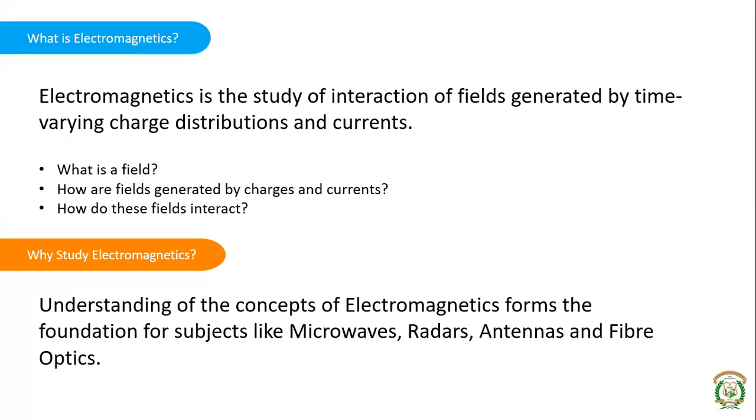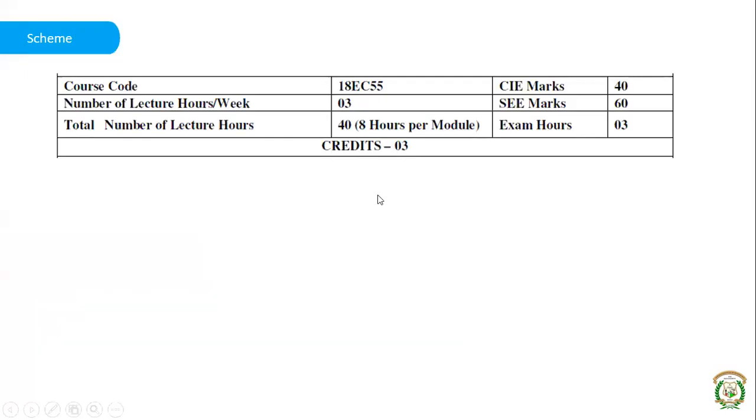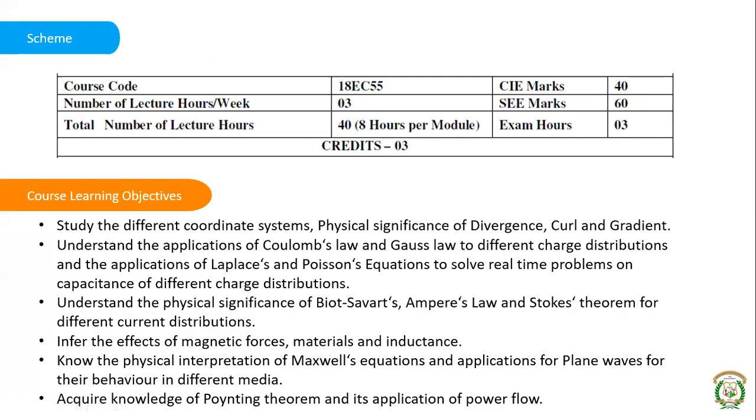Okay, so we will see how this syllabus is organized, or the scheme of the subject, the subject code and other things as given by VTU, 18EC55. Just like other subjects, it's for 60 marks external, 40 marks internal, and the credits for this subject is 3. So it's a 3-credit course. These are the learning objectives as given by the university.